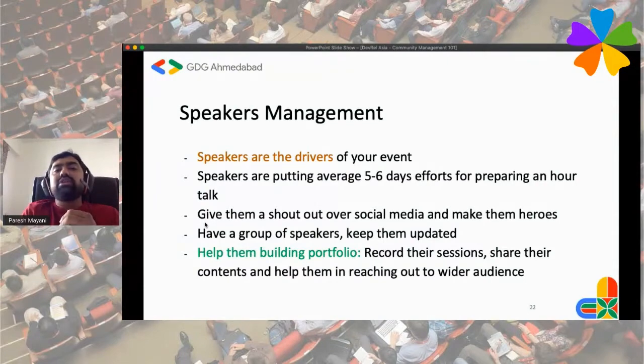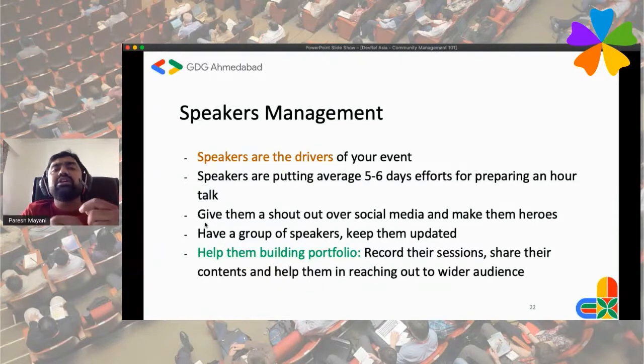So give them a shout out, appreciate their efforts. As a community manager, like we at the DevFest Ahmedabad event, we always have a speaker group wherein they share thoughts, exchange things like, hey, I'm going to keep a presentation of 45 slides, or I'm going to play one video, would it work, would it not work, how is my presentation?